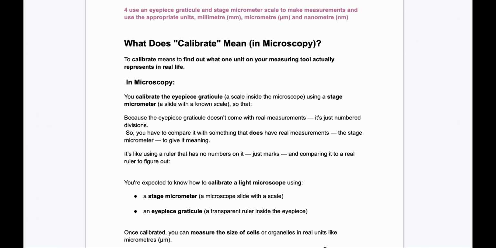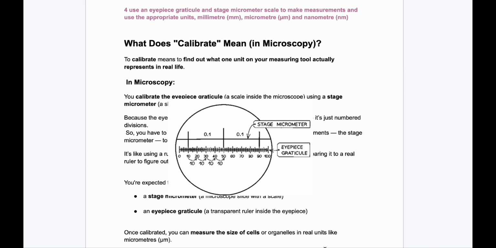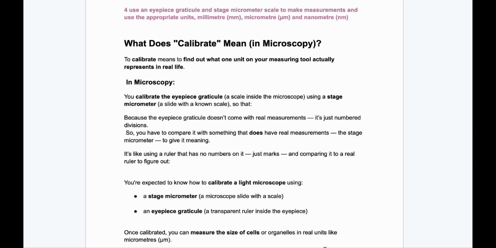Okay, so for 4, it's telling us to use an eyepiece graticule and a stage micrometer scale to make measurements. Basically, the big idea is we want to measure how big cells are under a microscope. The ruler inside the microscope, which is called the eyepiece graticule, does not have any real units on it. It's basically like a ruler with no numbers on it, just lines. So we need to calibrate it.